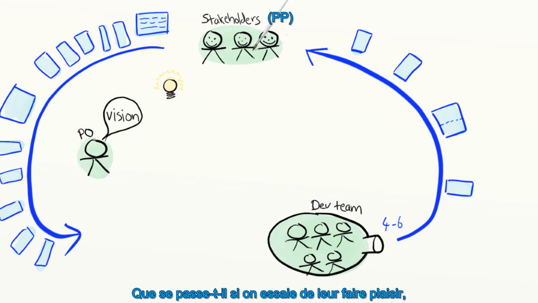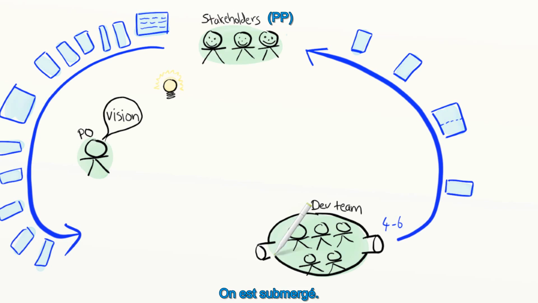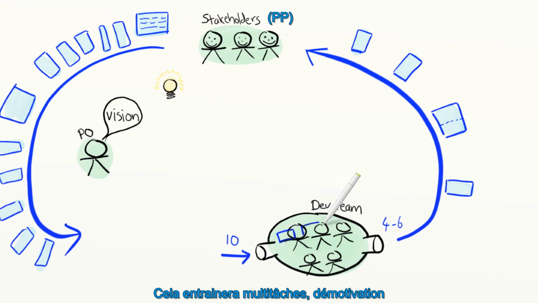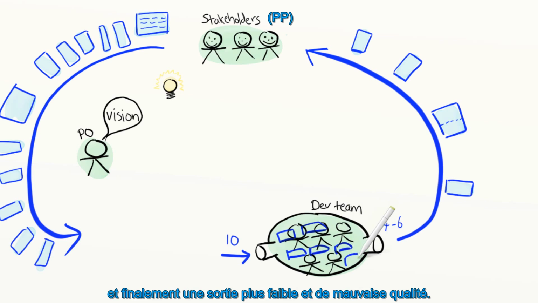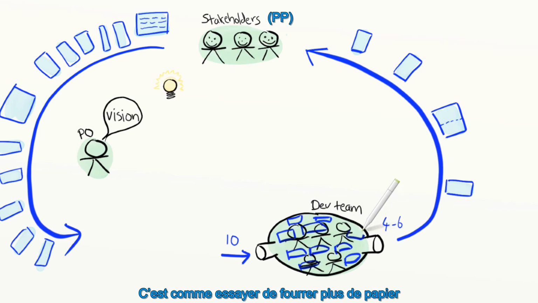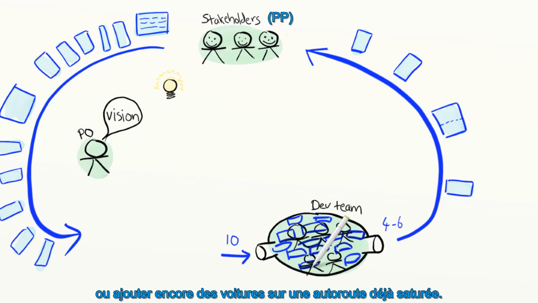So what happens if we try to please them and try to do everything they ask for? We'll get overflow. Suppose the team starts working on 10 new stories per week. If the input is 10 and the output is 4 to 6, the team will get overloaded. That will cause multitasking, demotivation, and all kinds of bad stuff, and ultimately it'll lower output and lower quality. It's a lose-lose proposition. It's kind of like trying to shove more paper into a printer to make it print faster, or shoving more cars onto an already crammed highway system. It just doesn't work. It just makes things worse.